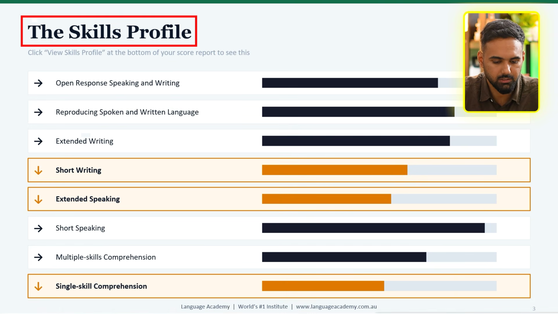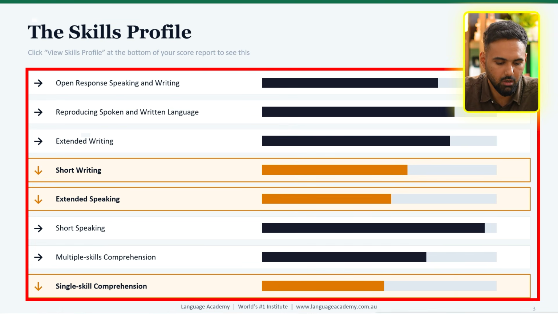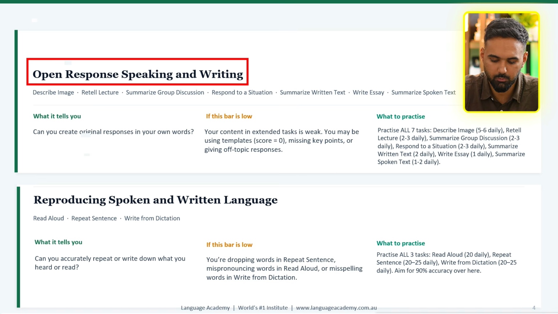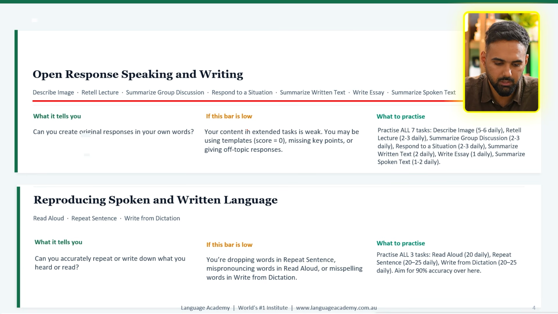Alright, this is how your skills profile looks like. You have got around 8 different categories and each category will tell you a different story. The first one is open response speaking and writing. Let's start from here. First of all, which question types contribute towards open response speaking and writing? Speaking: describe image, read a lecture, summarize group discussion, and respond to situation. Then writing: summarize written text, writing essay, and listening: summarize spoken text.